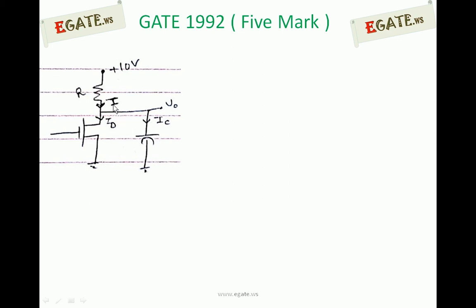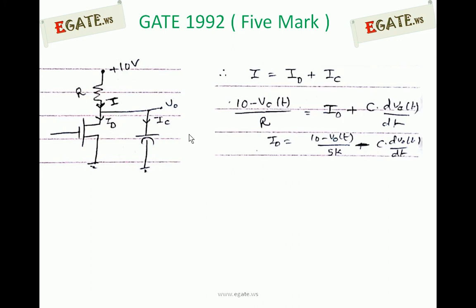Okay, these are the current directions as indicated. I is equal to ID plus IC. Since the transistor is on for t greater than 0, as we are applying 4 volts input, from this we can write I is nothing but 10 minus V0 divided by R. At any point of time, we write it as V0 of t, so ID plus IC is nothing but C into dV0 by dt.